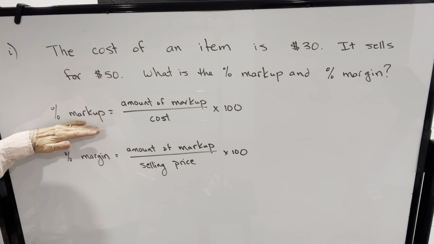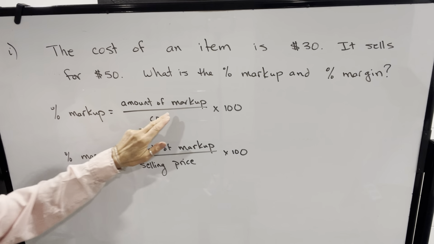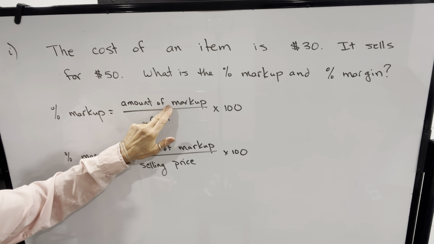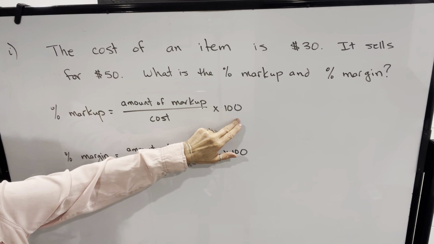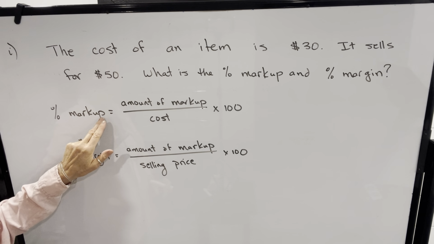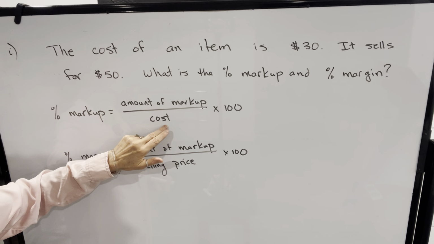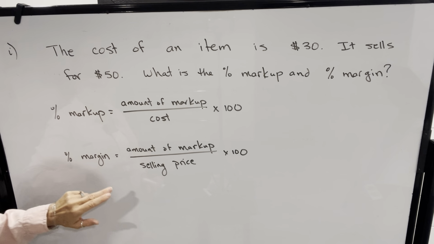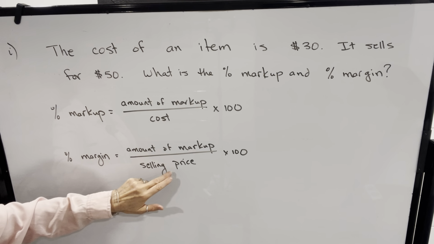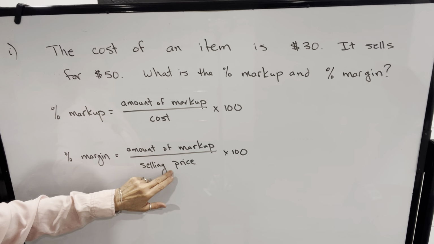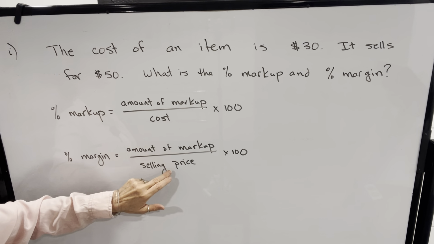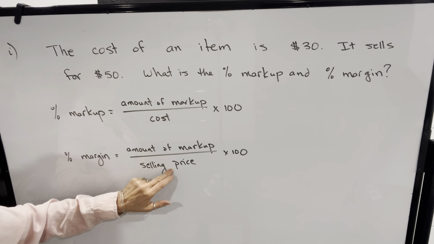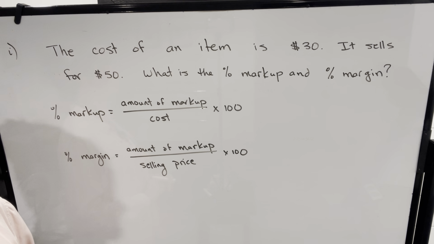So if you're asked to find percent markup, that is found by taking the amount of markup divided by the cost and times 100 to change it to a percent. So markup is based on the cost of the item. On the other hand, percent margin is based on the selling price. So to find the percent margin, you take that same amount of markup, but then you divide by the selling price and then multiply by 100.